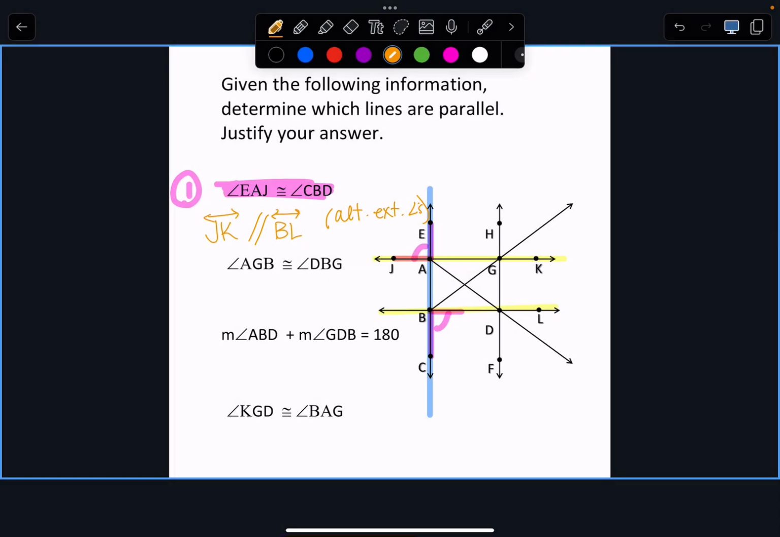How much help is it to mark up your diagram? A lot. Okay, mark up your diagram, people. All right, let's talk about the second one.